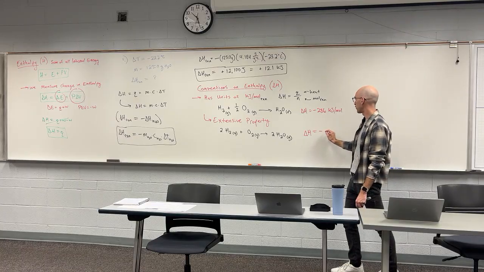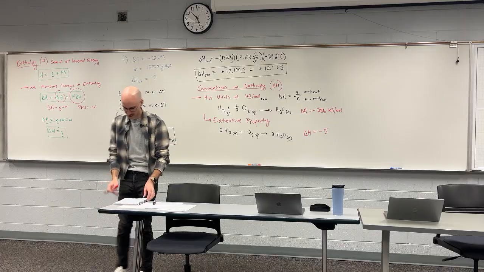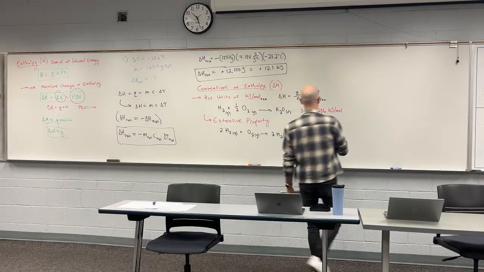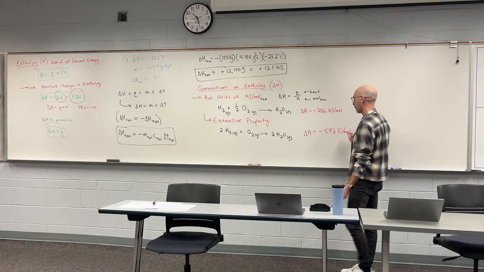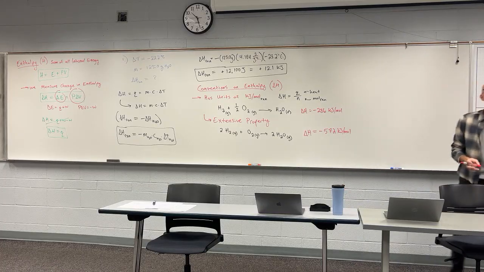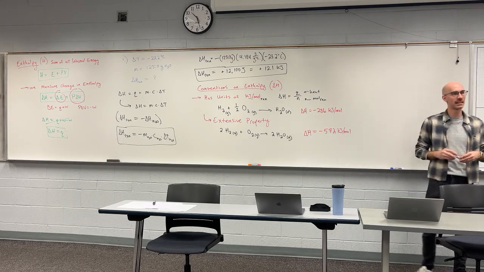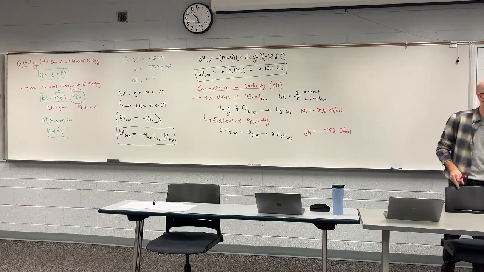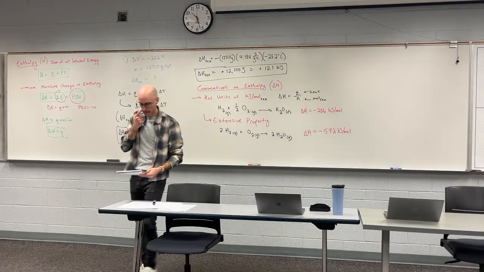Delta H equals negative 572 kilojoules per mole. Per mole of reaction. And here, the reaction has twice as much material inside of it, twice as many bonds, twice as many molecules. So you're releasing twice as much energy.